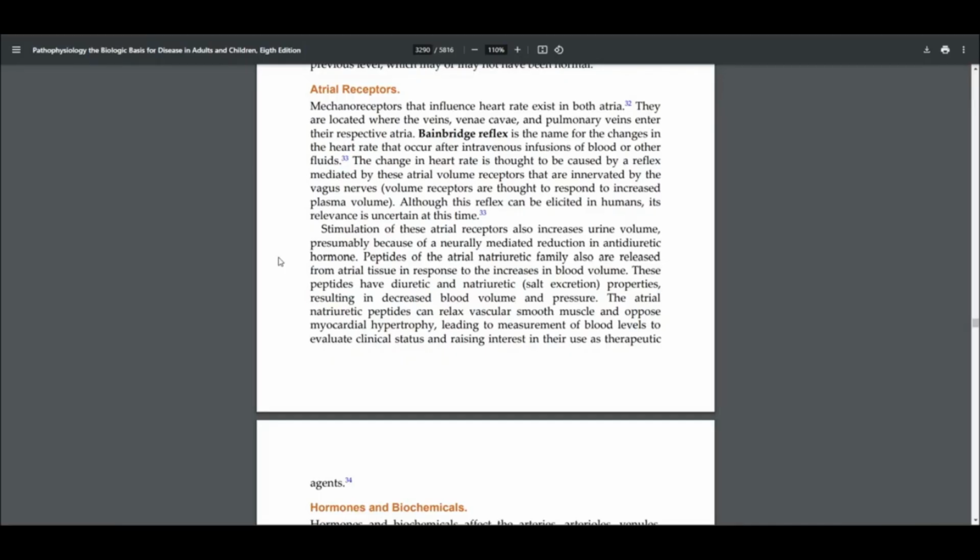Peptides of the atrial natriuretic family also are released from atrial tissue in response to the increase in blood volume. These peptides have diuretic and natriuretic, or salt excretion, properties, resulting in decreased blood volume and pressure. The atrial natriuretic peptides can relax vascular smooth muscle and oppose myocardial hypertrophy, leading to measurement of blood levels to evaluate clinical status, and raising interest in their use as therapeutic agents.